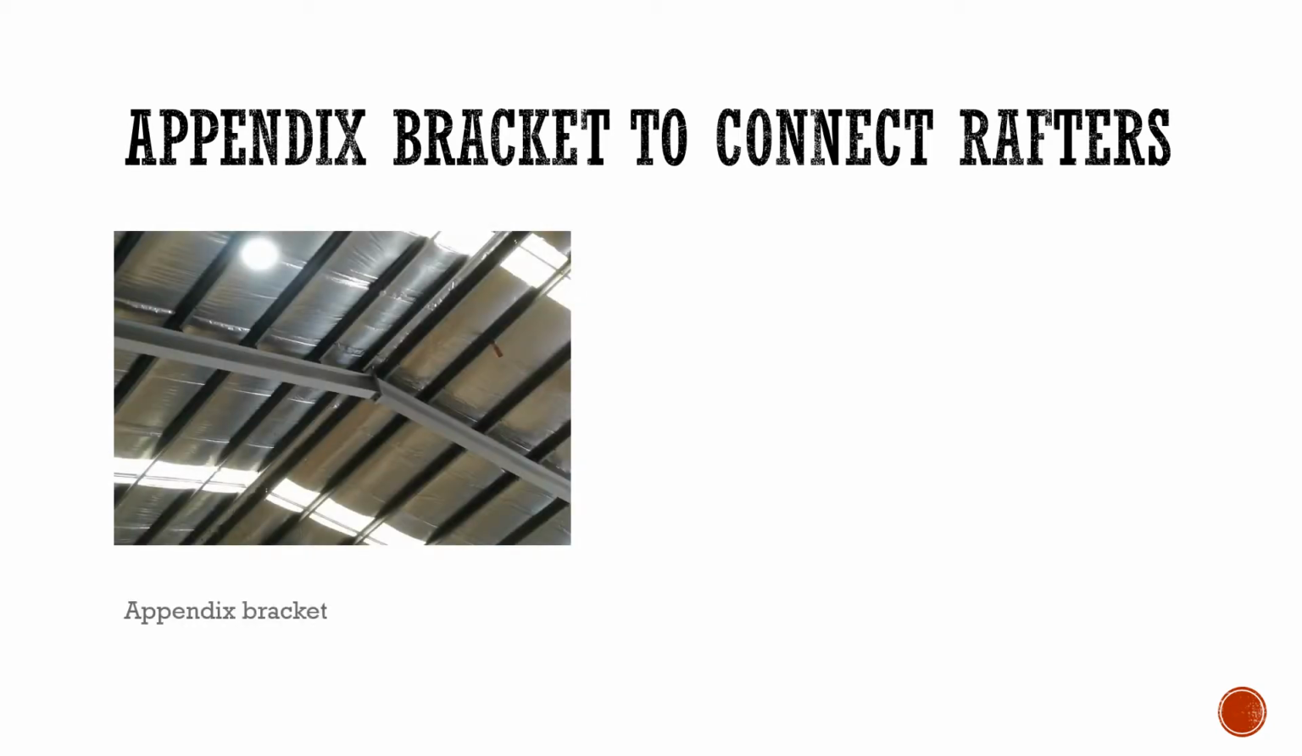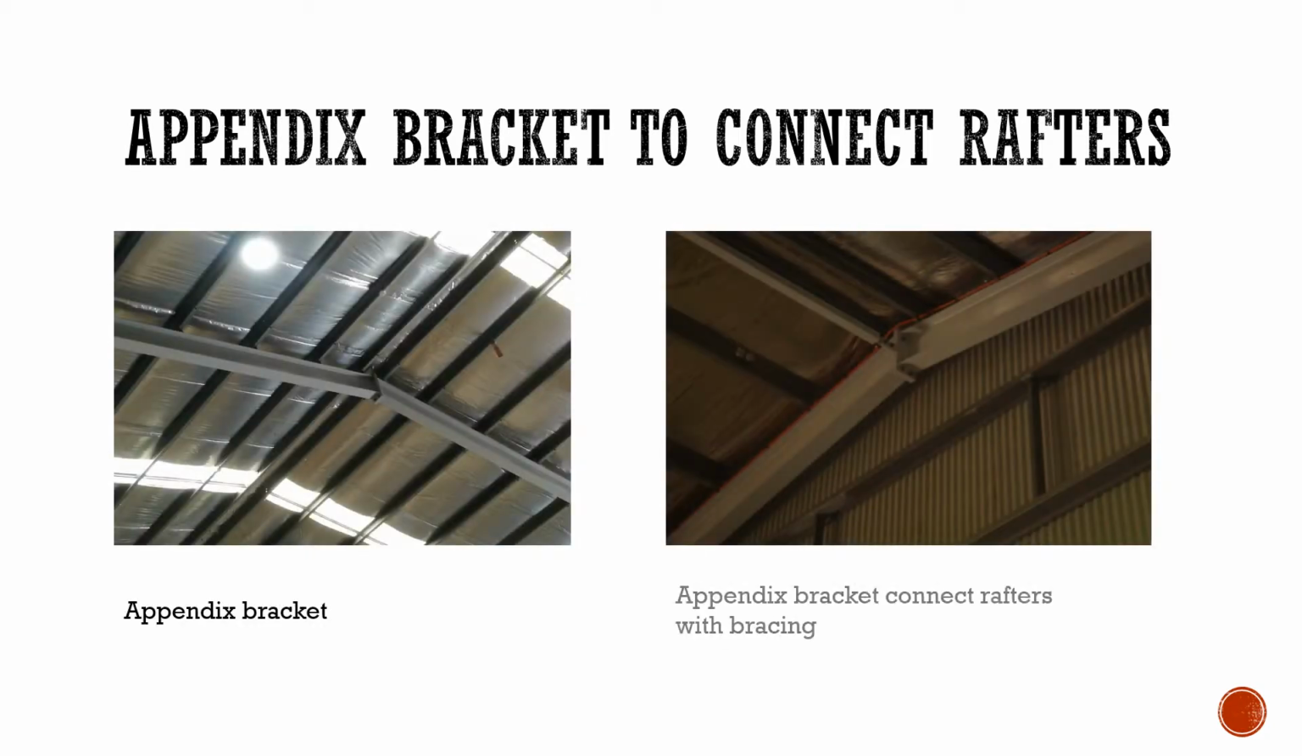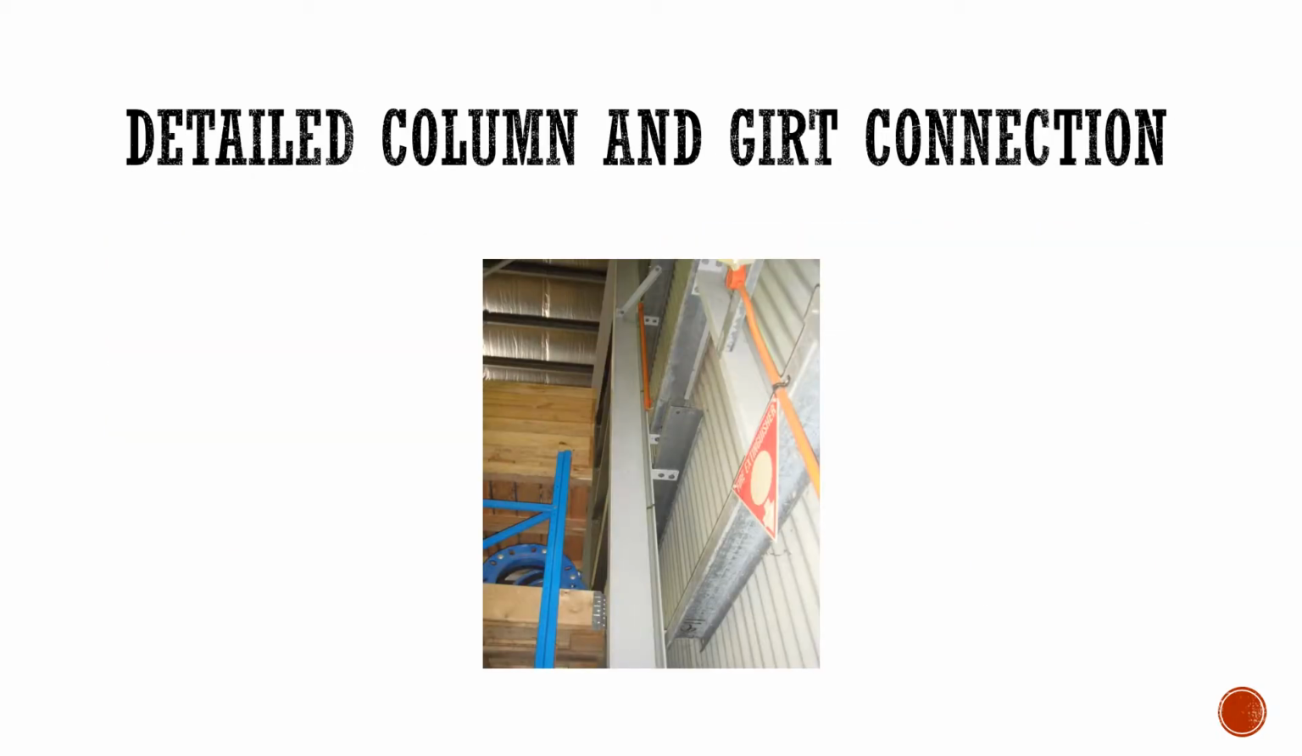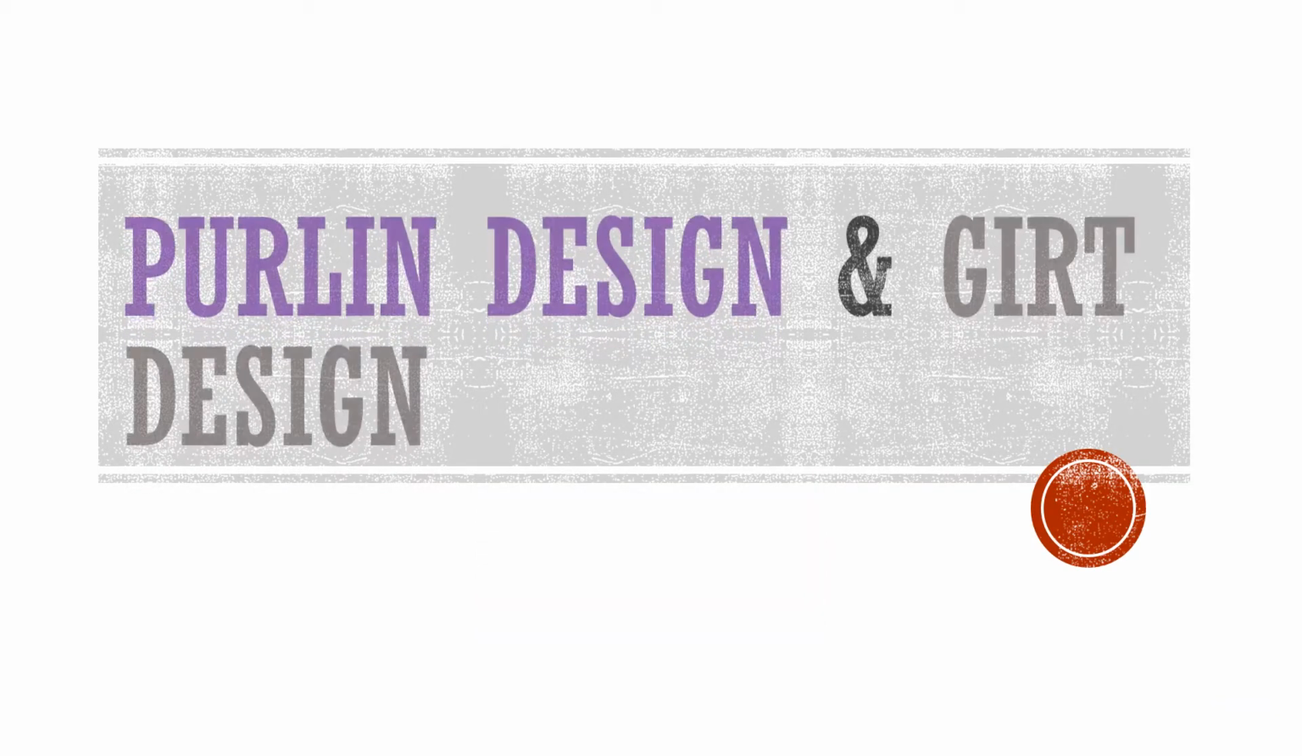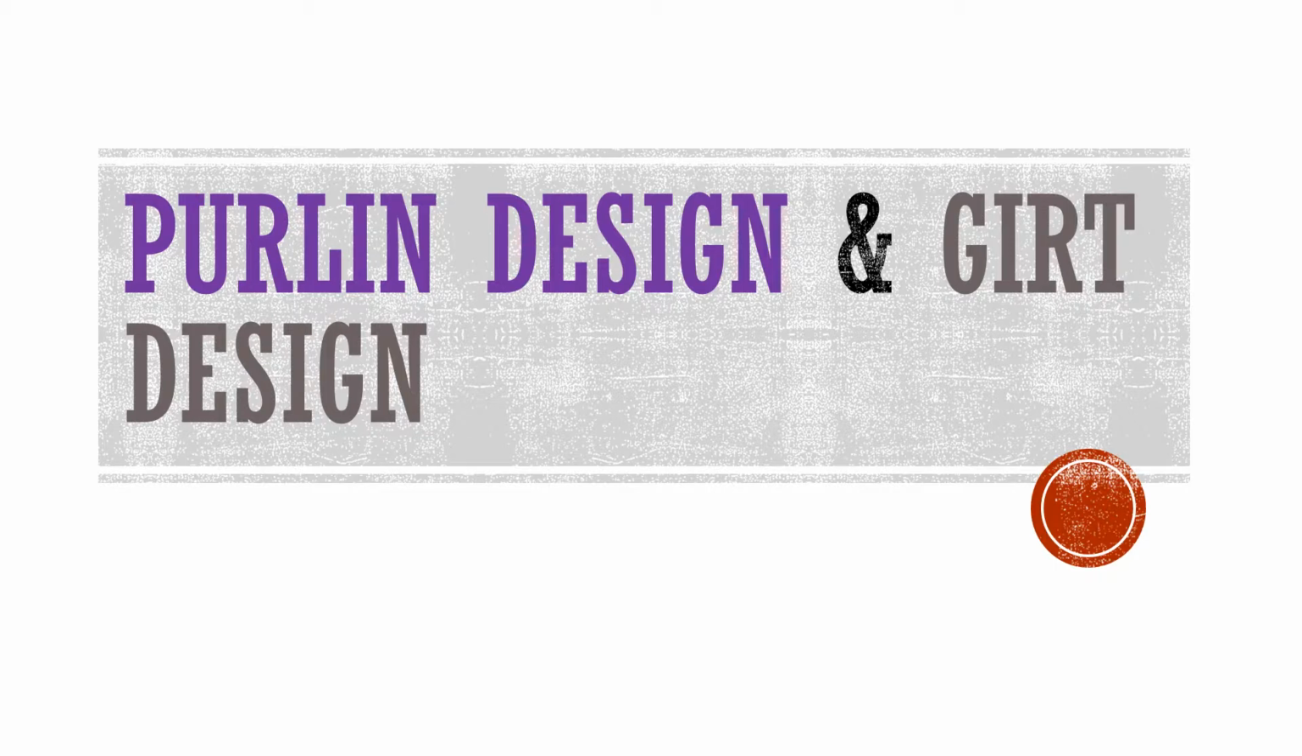And here are two pictures to show the apex bracket used to connect rafters. The last picture of the site visit is the detailed column and girt connection. This picture illustrates how girts connect with columns. Most of the girts are bolted to the columns, and some of them are connected by flat bracing to prevent twisting and rotating. Now we come to purlin design and girt design.